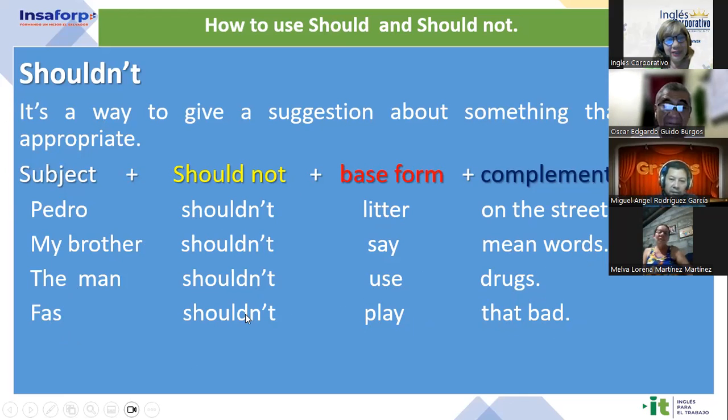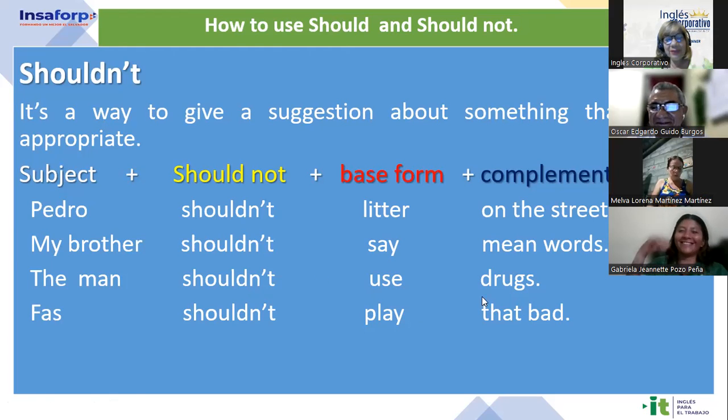You see? Okay. Are you from FAS? Is your team FAS? No, I don't like it. It's okay. Our team is maybe Alianza, right? Maybe. Okay. So FAS shouldn't play that bad.